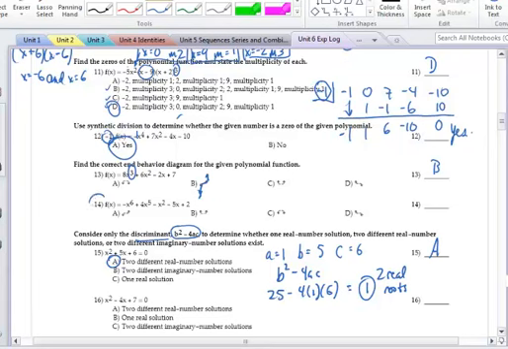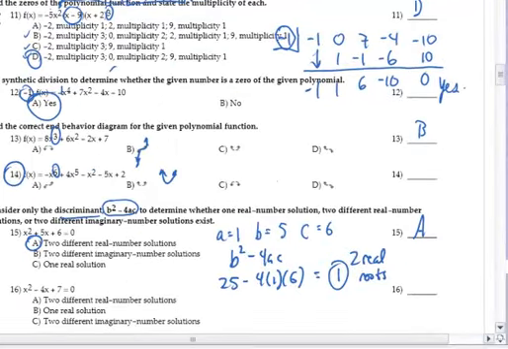Oh, I skipped 14. Look at that. Let me go back and notice it's an even order, which means it will either look like that for end behavior or that. Since the leading coefficient is negative, it'll be choice C, pointing down.